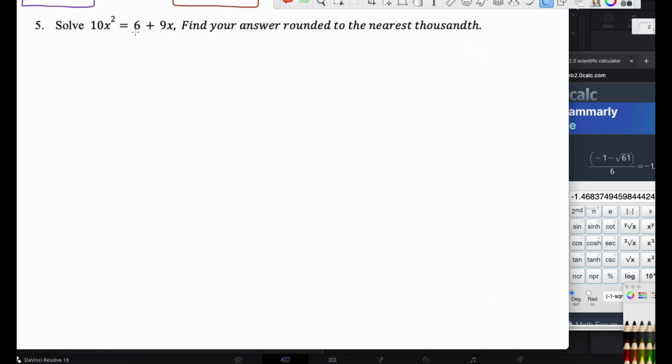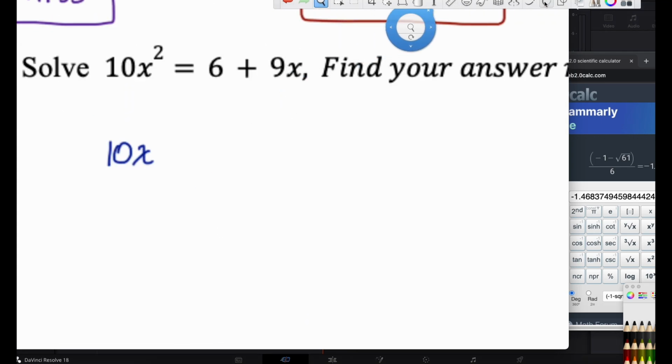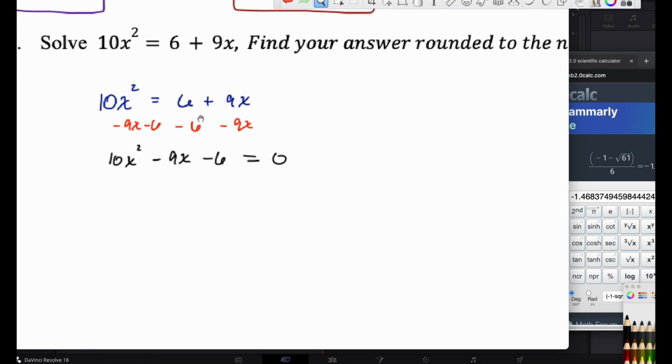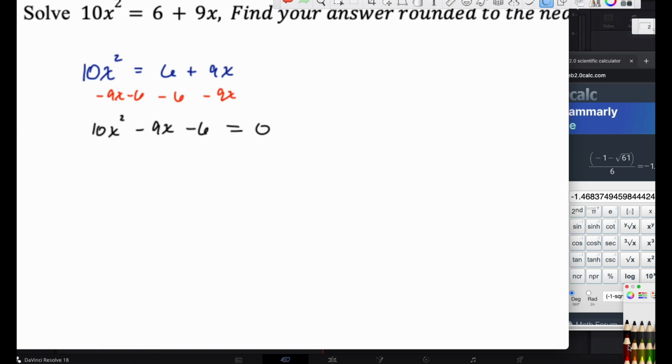We have 10x squared equals 6 plus 9x. Okay, first step, we need to get this into standard form. So let's just rewrite it: 10x squared equals 6 plus 9x. We're going to subtract 9x to both sides, and we're going to subtract 6 to both sides. And we get 10x squared minus 9x minus 6 equals 0. I have written this in descending order, the highest power to the lowest. And we can now write the quadratic formula.